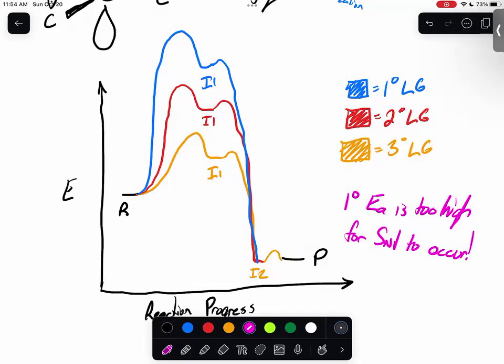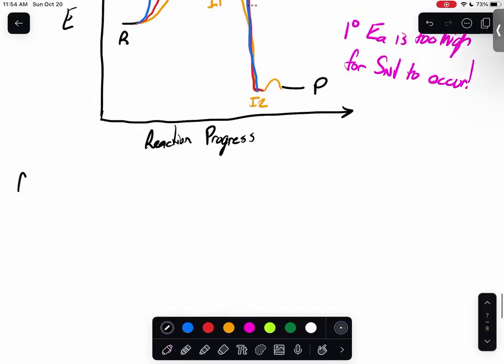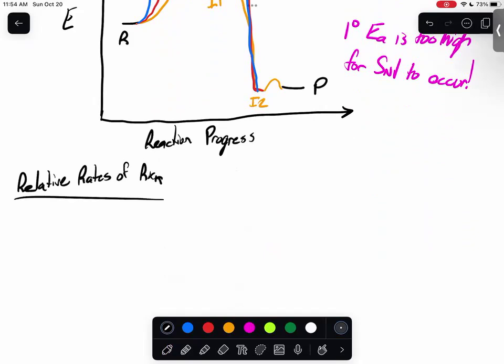Which brings us to a really interesting situation, right? Because in our relative rates of reaction, what we see is that tertiary is much faster than secondary, which is much, much, much faster than primary for Sn1, right? Primary will not happen.